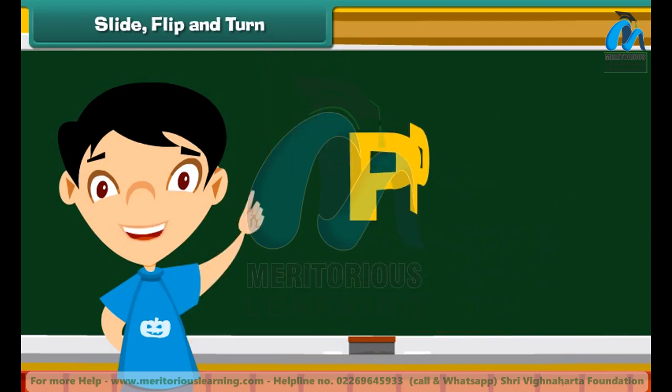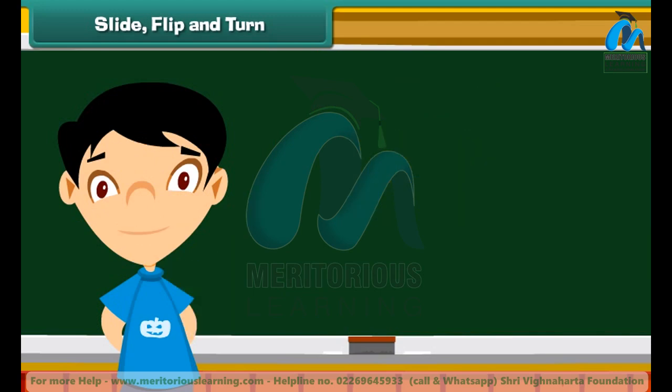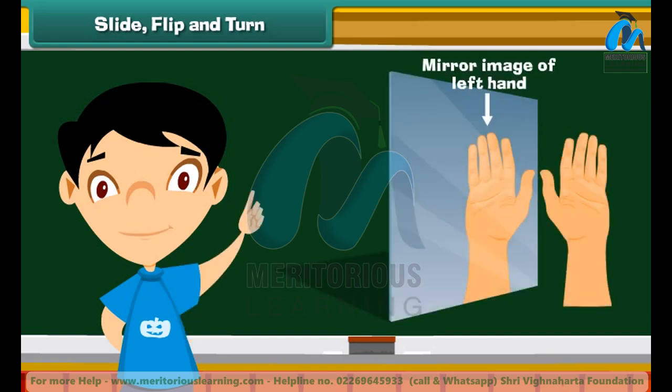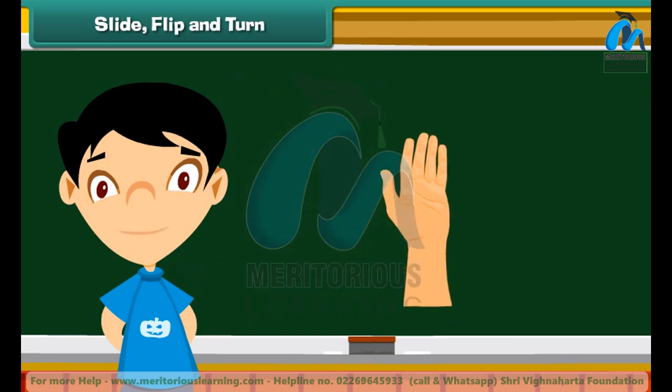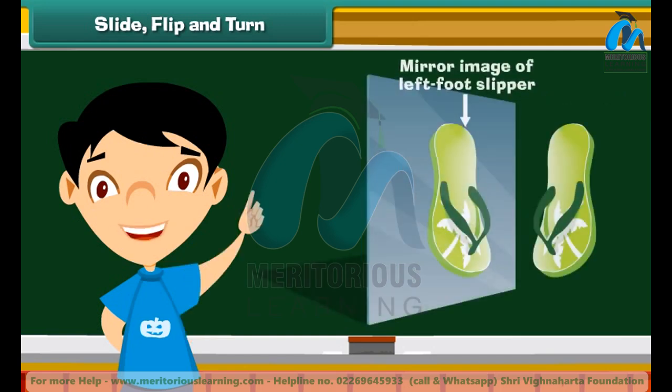Creating a mirror image of an object is flipping. In real life, we come across many instances of flipping. For example, our right hand is a mirror image of our left hand. So, if we flip our left hand, we get our right hand. Similarly, the right foot slipper is a mirror image of the left foot slipper. Flipping or sliding does not alter the shape of the object.